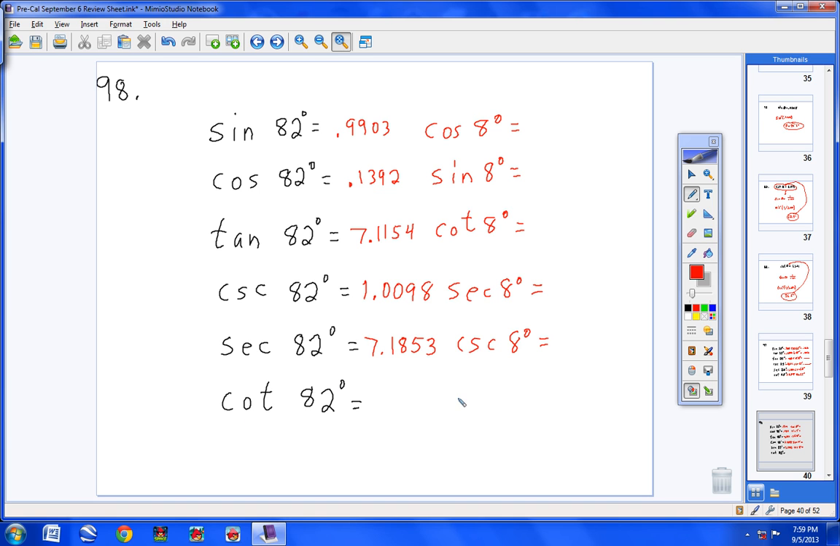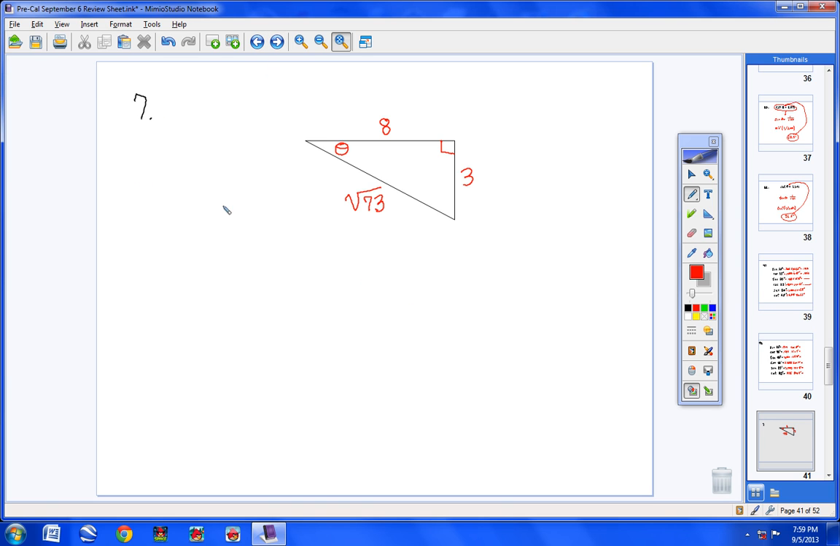Wow, finally, last one. Cotangent of 82. The cofunction of cotangent is tangent. I'm going to write tangent of 8 degrees. Now look what I have. Cotangent and tangent are cofunctions. 82 plus 8 is 90. The tangent of 8 degrees is 0.1405, so this answer right here must also be 0.1405. Wow, that was a lot. Okay, that was numbers 97 and 98. I hope that helped. Let's continue on now to number 7 on a new page.